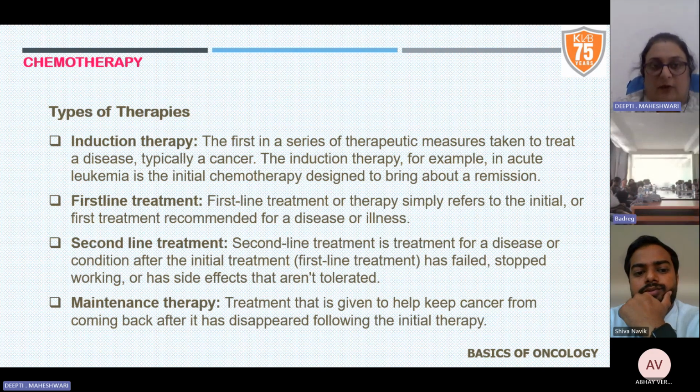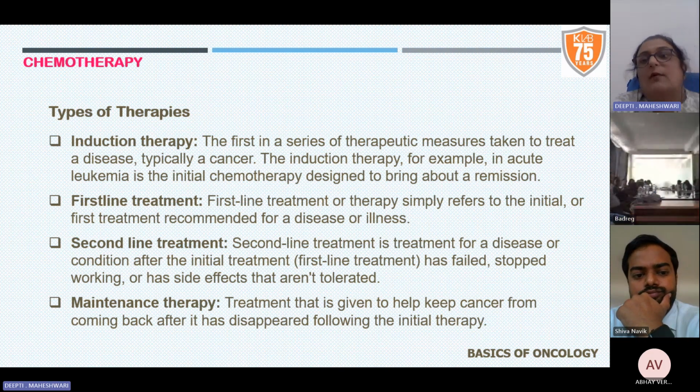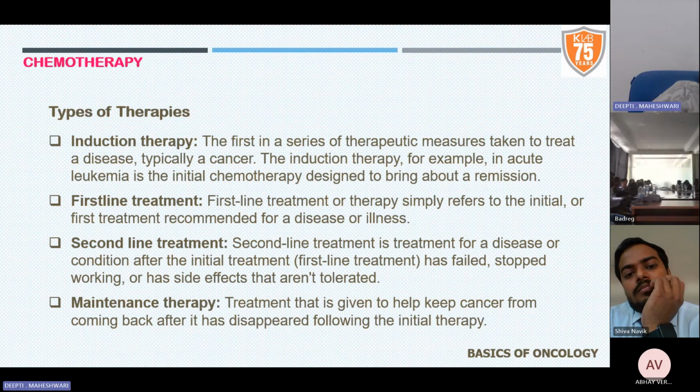So one is induction therapy. From the name itself, you can make out induction means a treatment which is given in the beginning, the first in a series of therapeutic measures taken to treat a disease, typically a cancer. The induction therapy, for example, in acute leukemia is the initial chemotherapy designed to bring about a remission. As the name suggests, induction therapy is basically a treatment which is given for the first time to the patients. So it's the induction therapy.